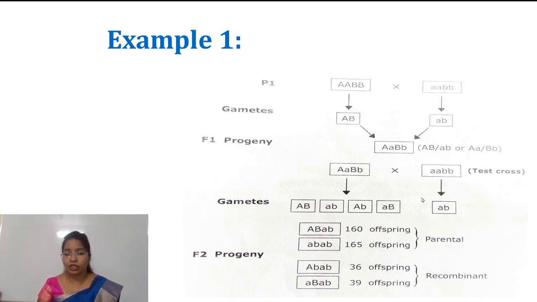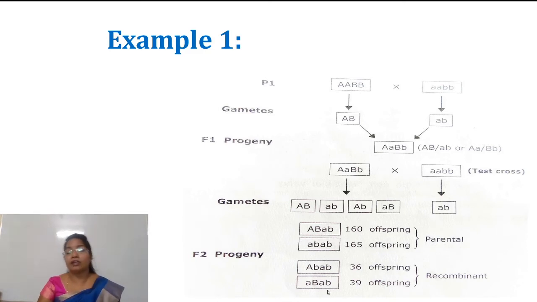So after crossing of these both gametes, in the F2 generation we got 4 types of offspring, such as these combinations as usual. Out of these combinations, if we examine, first is capital A, capital B, small a, small b, and second is small a, small b, small a, small b. So these 2 types of combination are exactly similar to the parental combination. So these are the parental types.